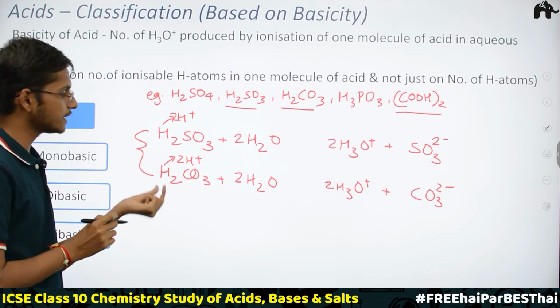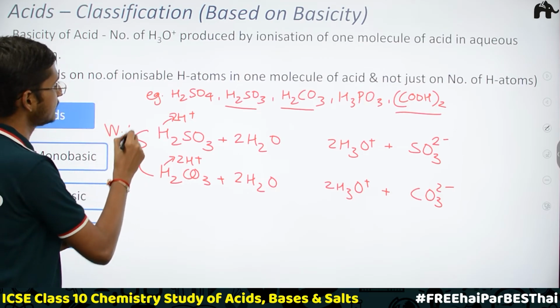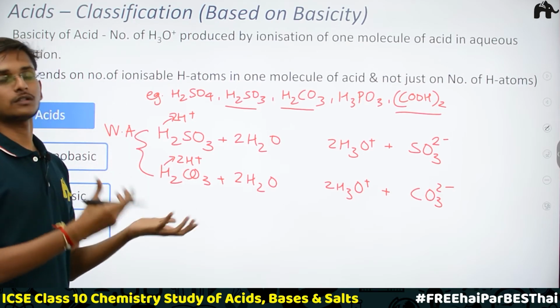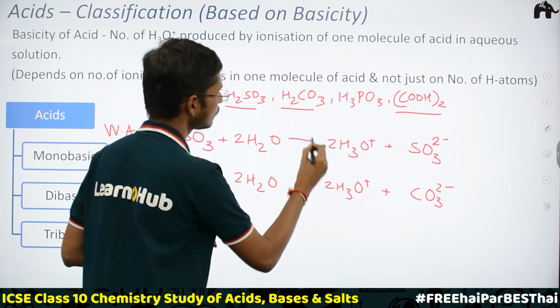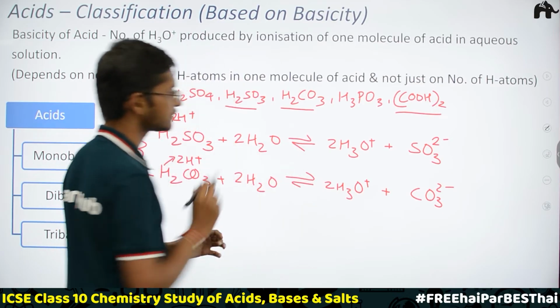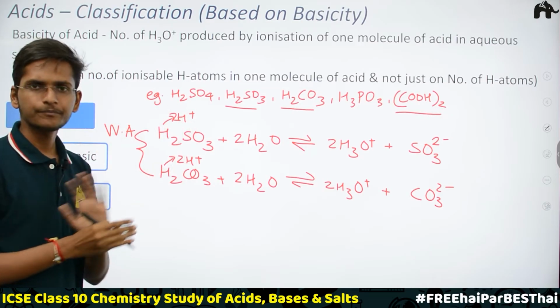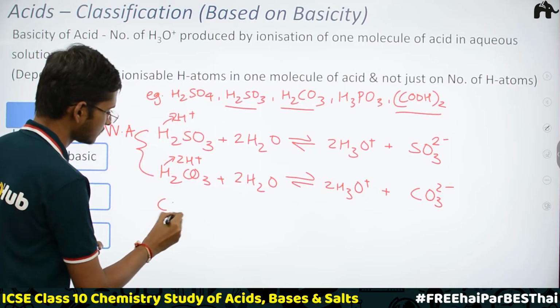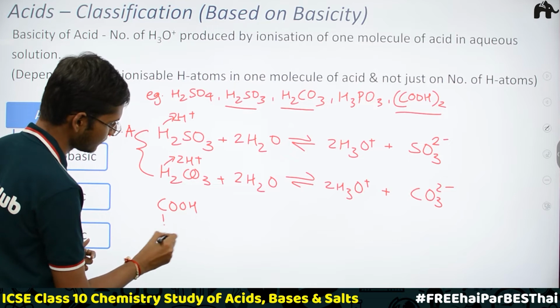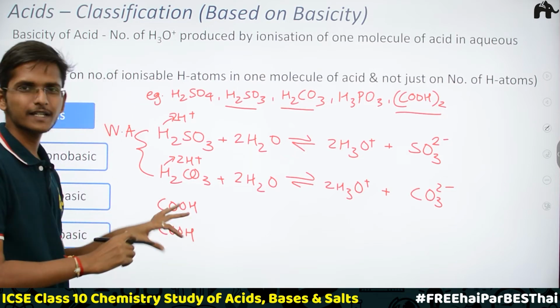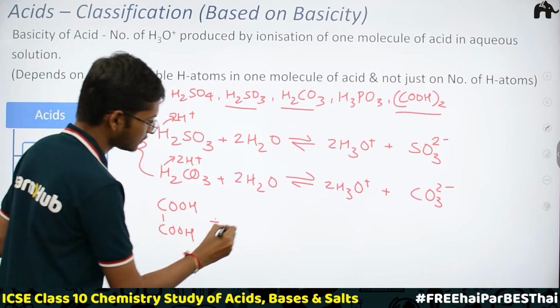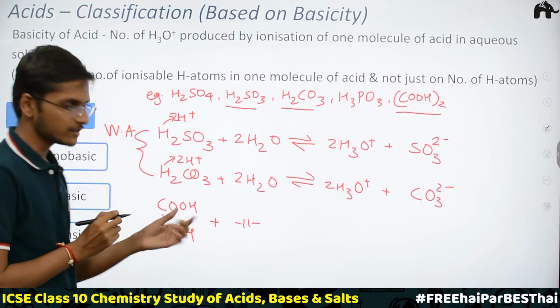Now the difference is, H2SO3 and H2CO3, sulfurous acid and carbonic acid, are weak acids, so they won't ionize completely. Therefore, the arrow would be like this. The rest ionizes in the same fashion as that of H2SO4. The same would be for oxalic acid as well.